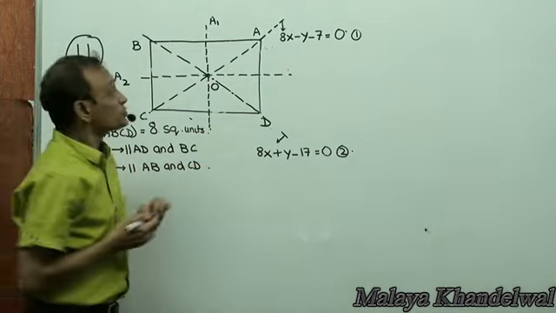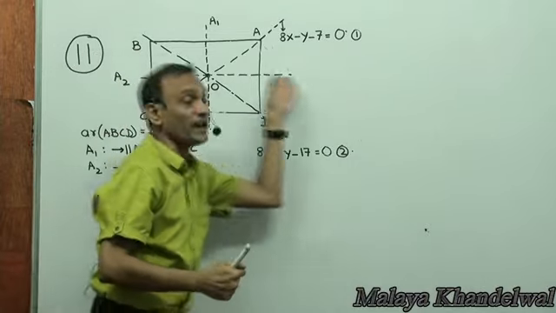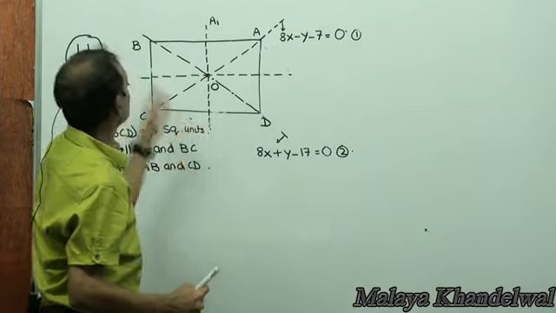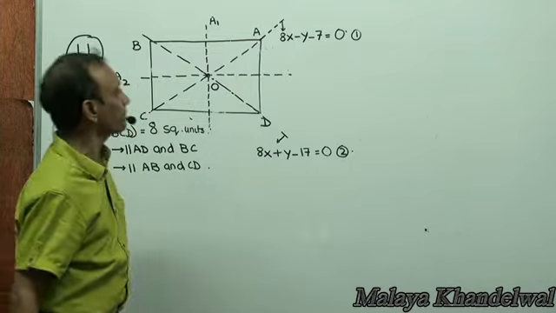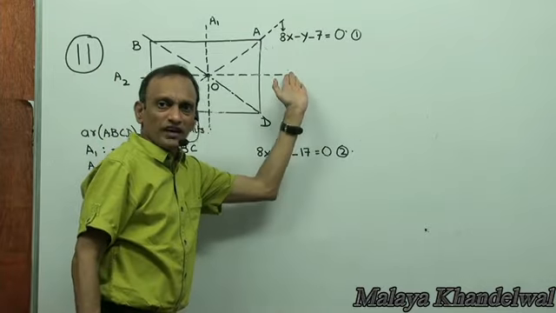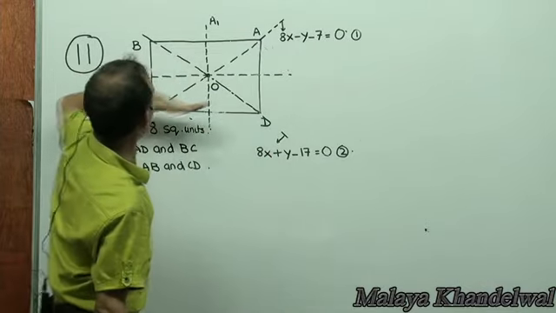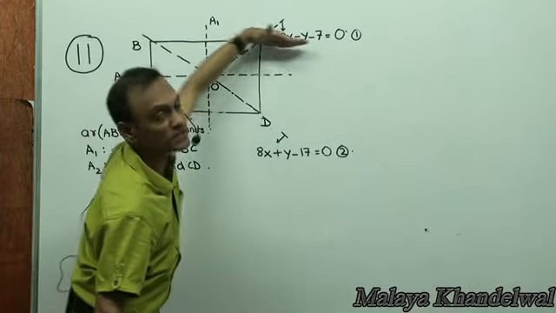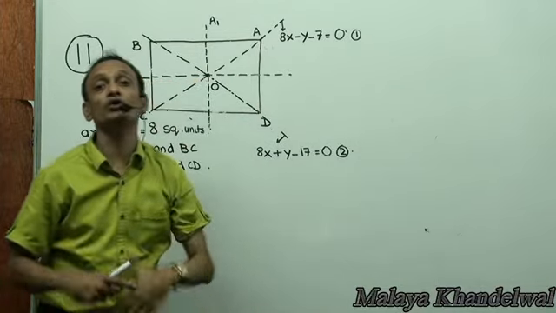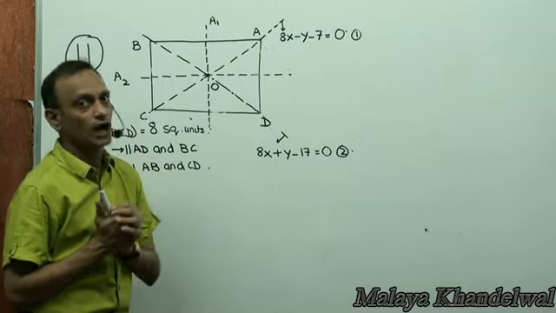Which means if I find the equations of A1 and A2, I would know the slopes of A1 and A2. Therefore, if I know the slope of A1, for example, I would know the slope of AD and the slope of BC. If I know the slope of A2, I would know the slope of AB and CD, because the slope of A2 will be the same as the slope of AB and CD, because they are all parallel lines.